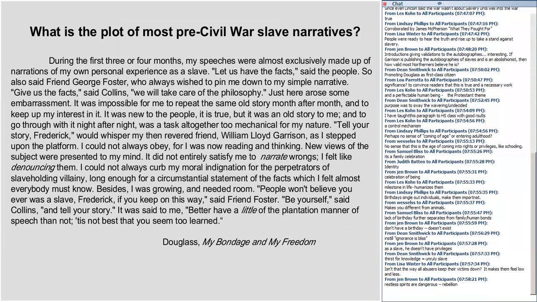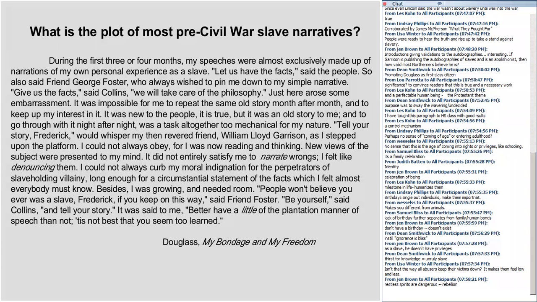He didn't write about any of this in the narrative. He couldn't really write about it until he got to 1855. So the story that they want him to tell as he goes up on the abolitionist platform, all of these people he's talking about here are all white people. "My speeches were almost exclusively made up of narrations of my own personal experience as a slave."